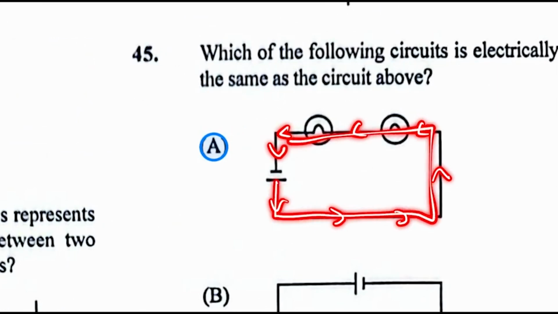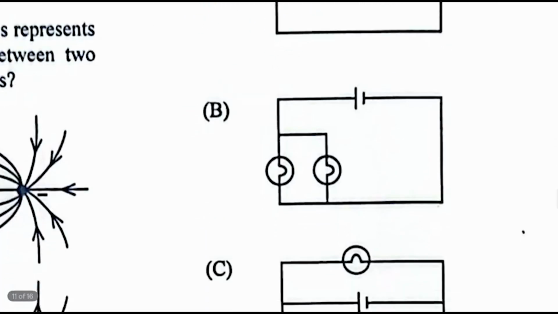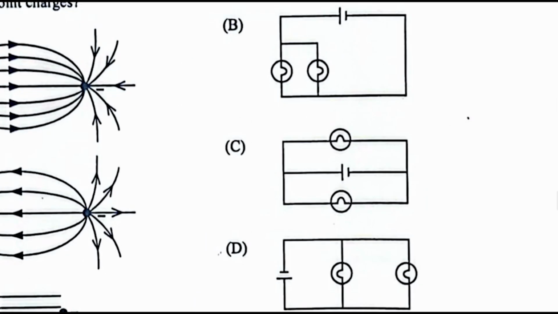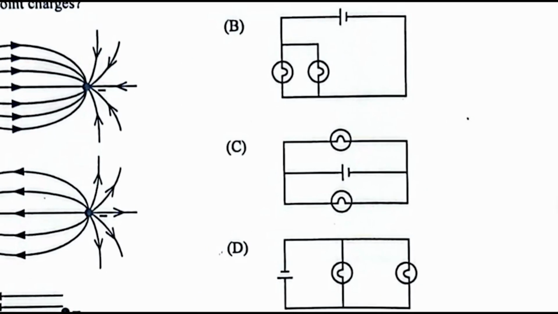There's only one path for the current to take, and so it has to be A. All the other answers are wrong because all the other answers represent parallel circuits. Why am I saying that? Check this one for instance. Notice how the current is splitting at this junction. That can't be a series. That's parallel. Same thing over here.